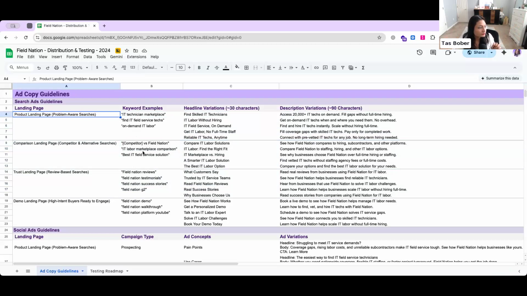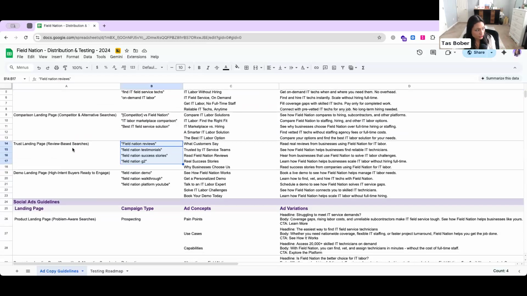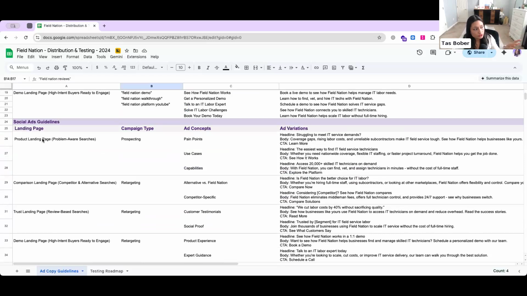If they're looking at what IT labor marketplace options are, or the best IT field service solution, you can give them the comparison page. So based on what they're looking for, you can give them the appropriate landing page because it started from the landing page itself. This is for search. With social, you do it a little differently, but you're still starting with the landing page. Your product landing page is probably a prospecting campaign for people who are unaware and don't know who you are.